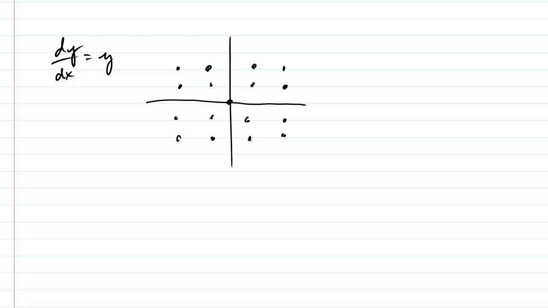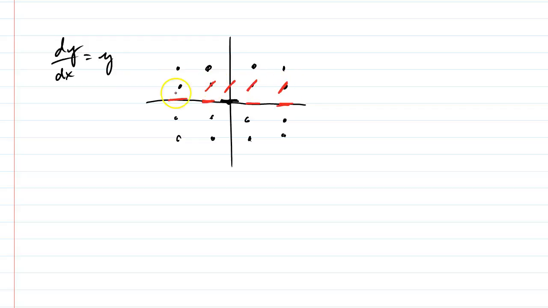At 0, 0, the slope is exactly 0. And if you think about this, over at 1, 0, the y value is 0, so the slope is still 0. So on each of these points here, when you're on the ground, the slope is going to be your y value, so it's going to be 0. So let's move up here. What about 0, 1? Well, 1 is the y value, so our slope is going to be about 1 there.